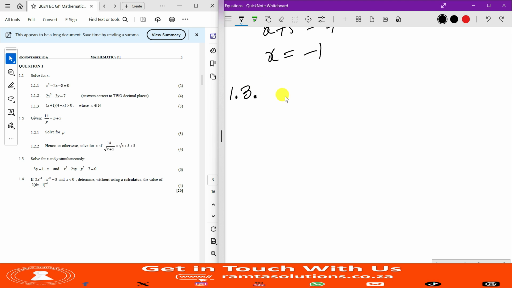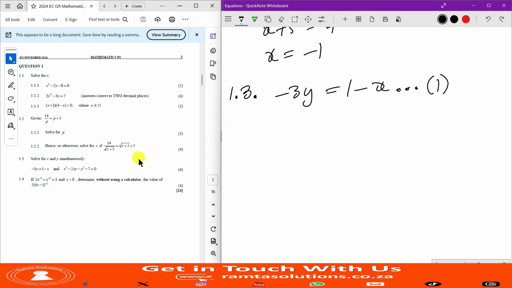1.3, solve for x and y simultaneously. We have minus 3y equals 1 minus x. Therefore, we can say, let me not hurry it. Equation 1. And then another one is x squared minus 2xy minus y squared minus 7 equals 0. This is equation 2. Which one is easy to manipulate?